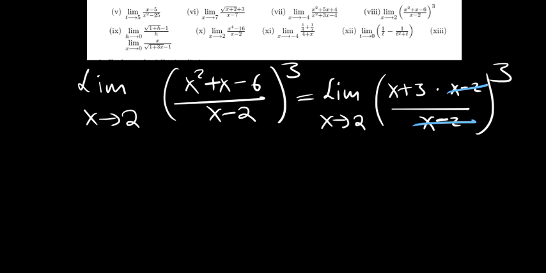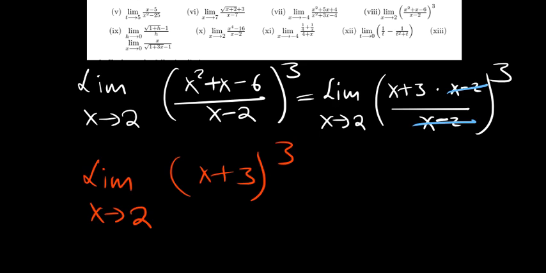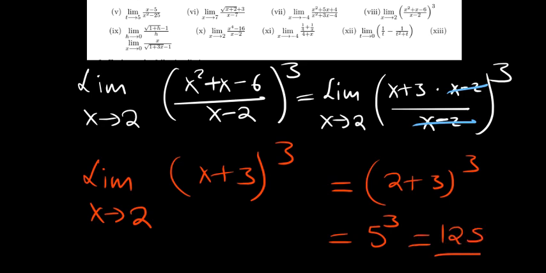At this point, what we're remaining with is the limit as x approaches 2. In the numerator, we have x plus 3 as the only remaining part. Everything else has been cancelled. So plug in a 2. You're going to have 2 plus 3 raised to the power 3, 5 to the power 3. 5 times 5 is 25, times 5 is 125. Okay, so that's what we have as a result there.